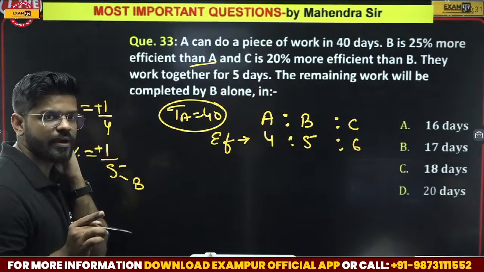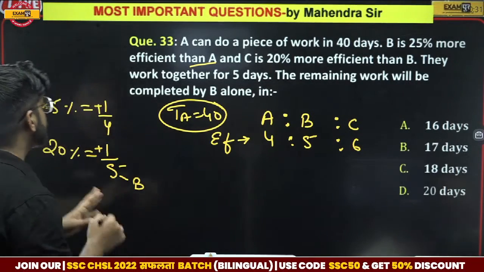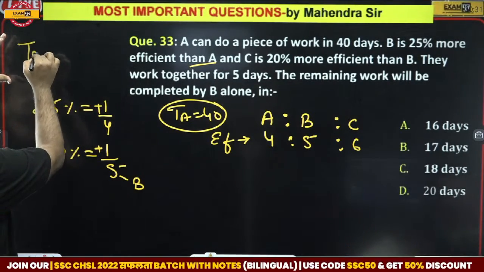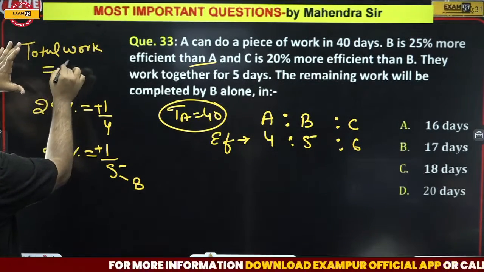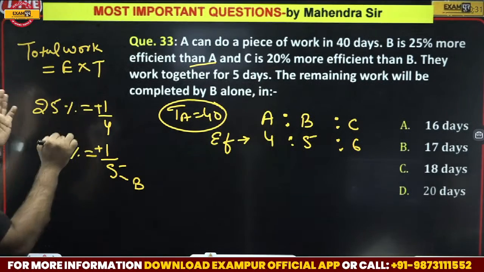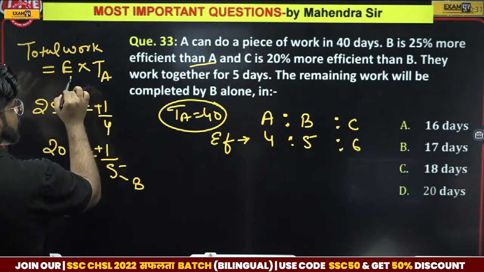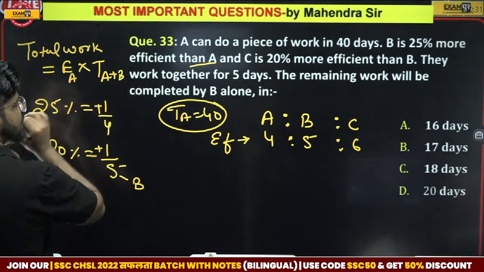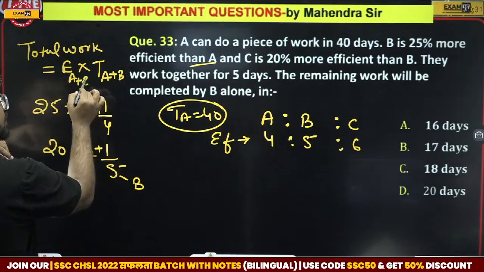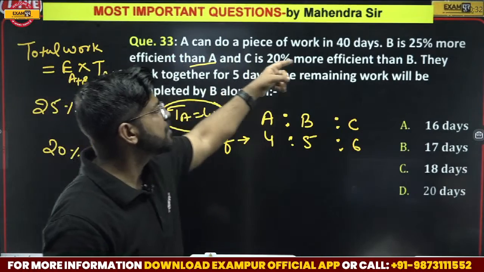Now we have to calculate the total work. Total work is the multiplication of efficiency into time. If you are taking the time period of A, you have to multiply the efficiency of A. If you are taking the time period of A plus B, you have to multiply it by the efficiency of A plus B. Did you get that? Now the question is saying A can do a piece of work in 40 days.